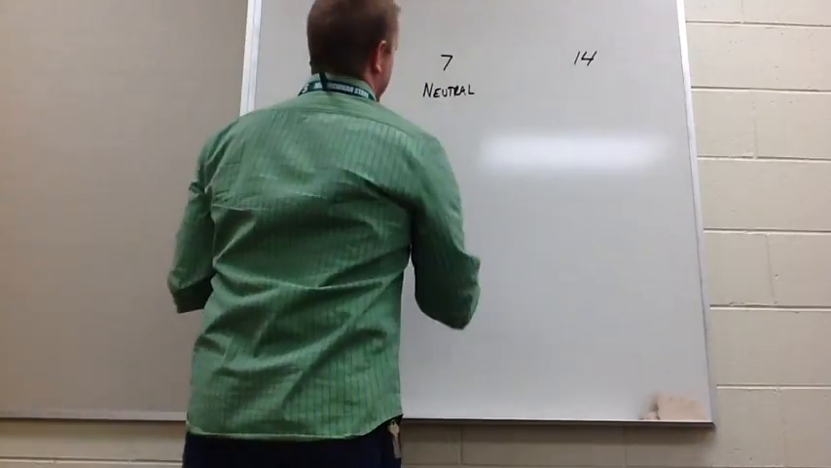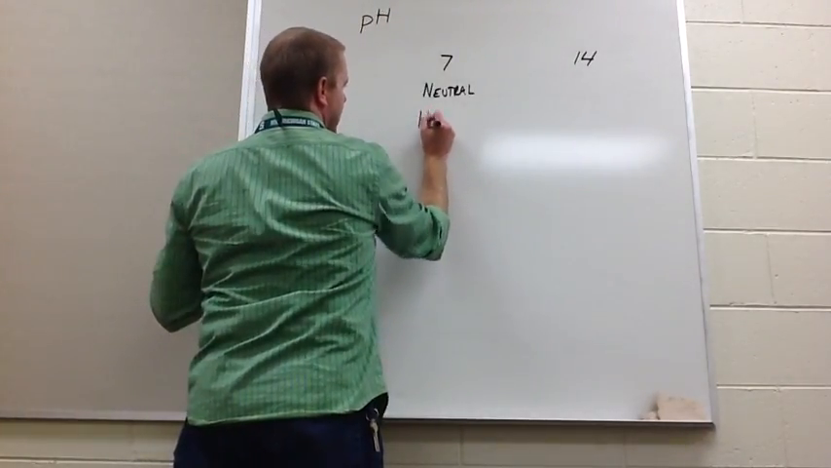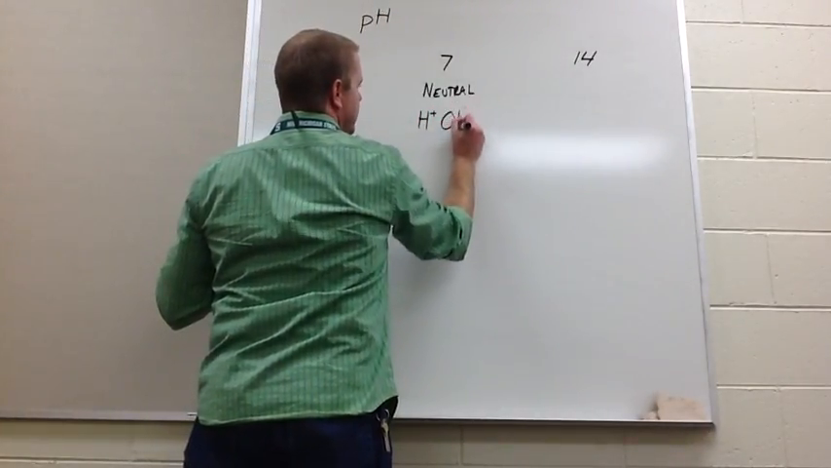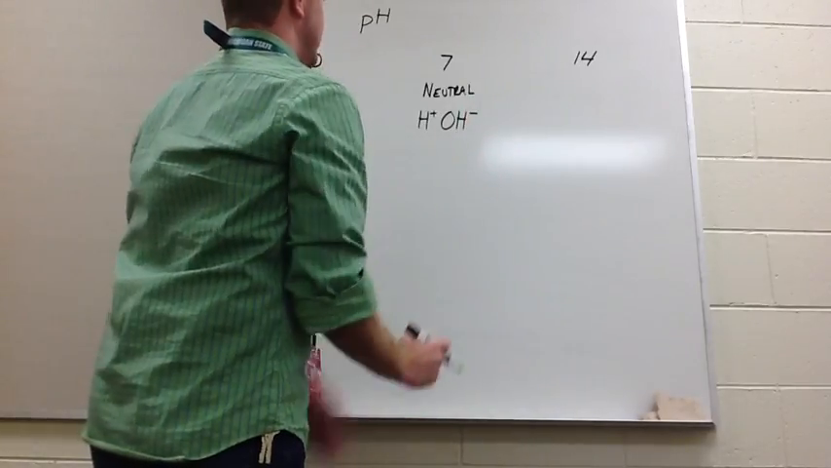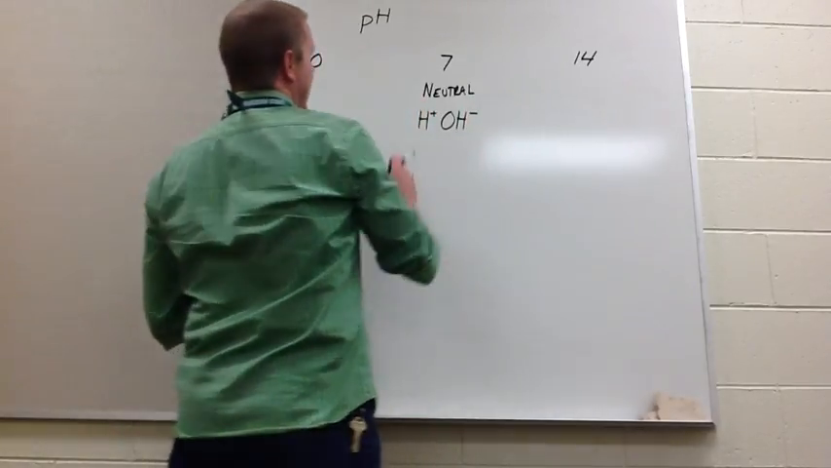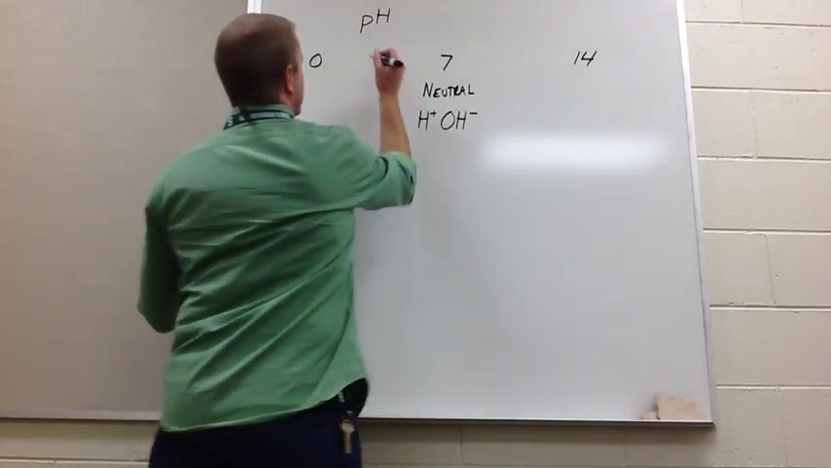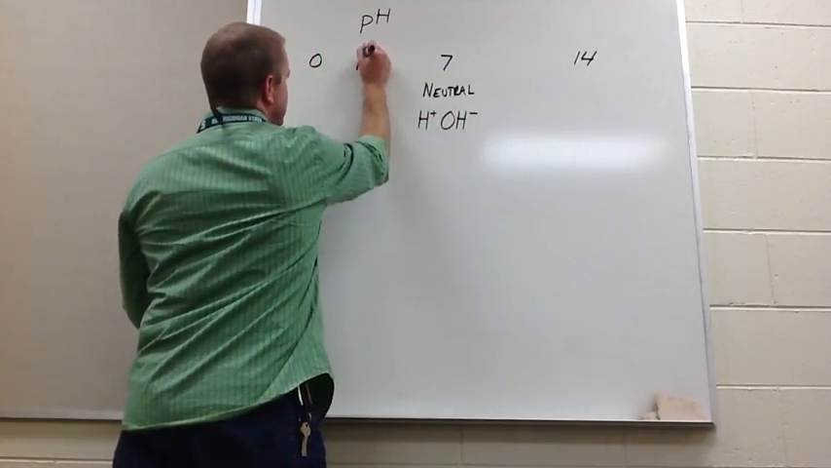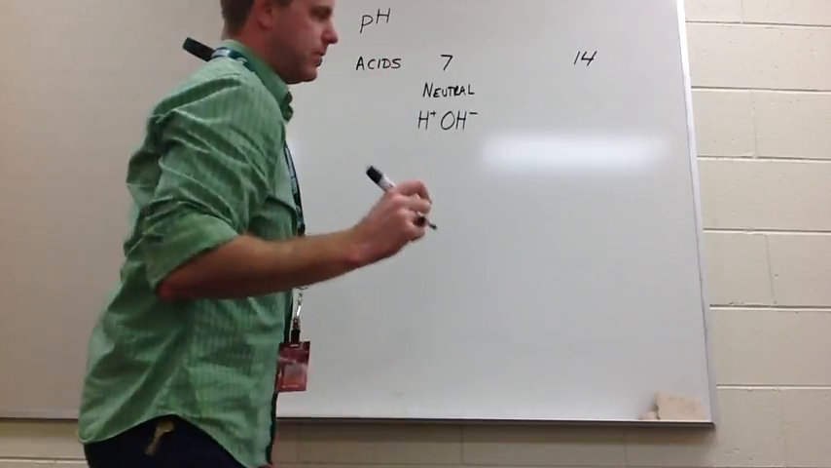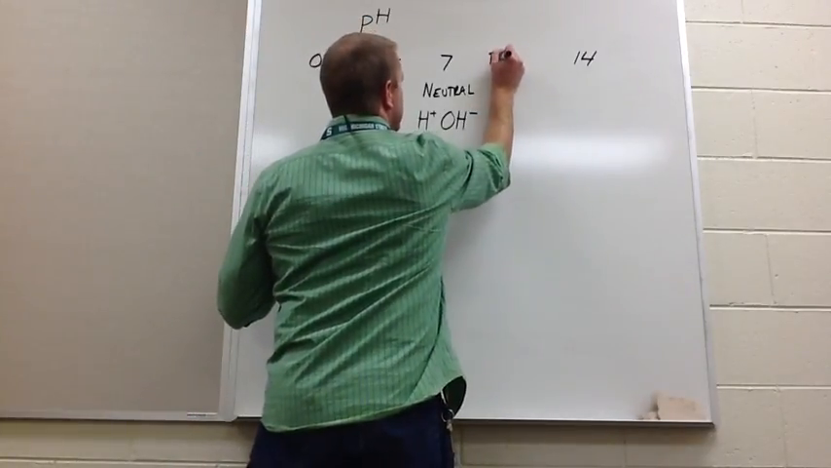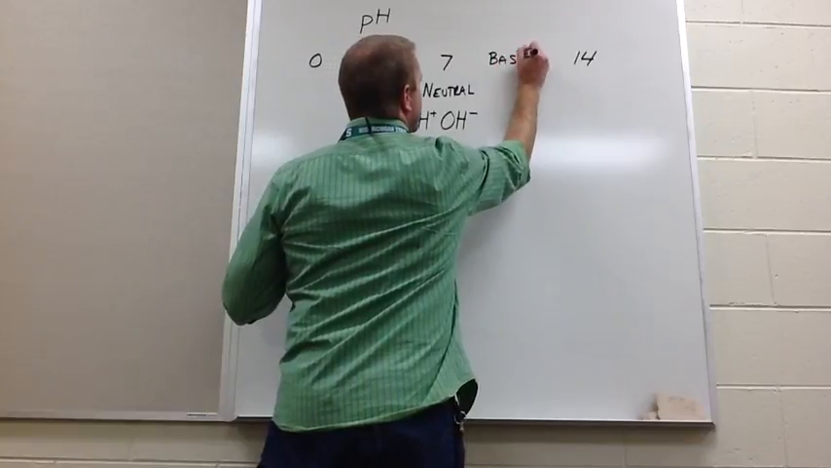What I mean by that is the H plus ion concentration and the OH minus ion concentration are equal to one another. And that's when you get a pH that is neutral. Now, from 0 to 7, we give the term, we call them acids. From 7 to 14, we likewise refer to them as bases.